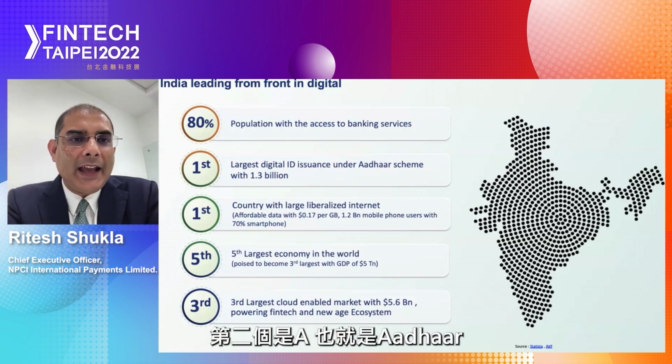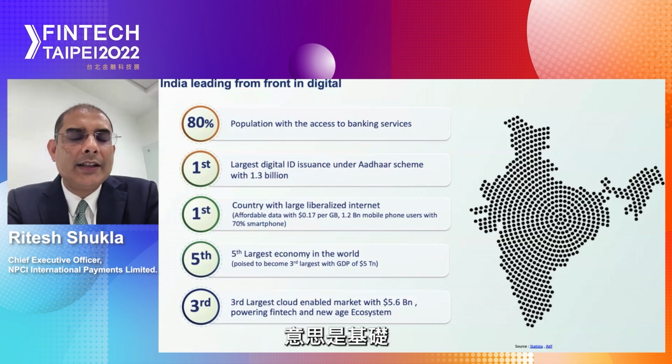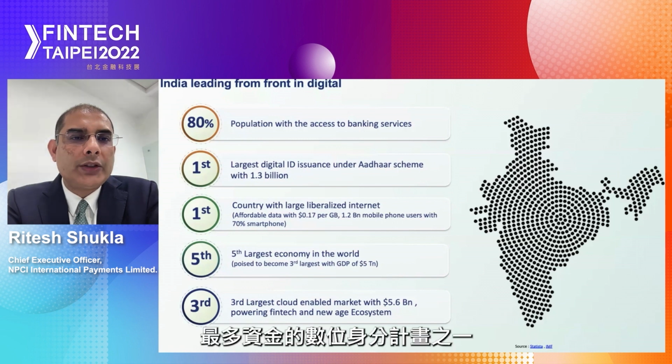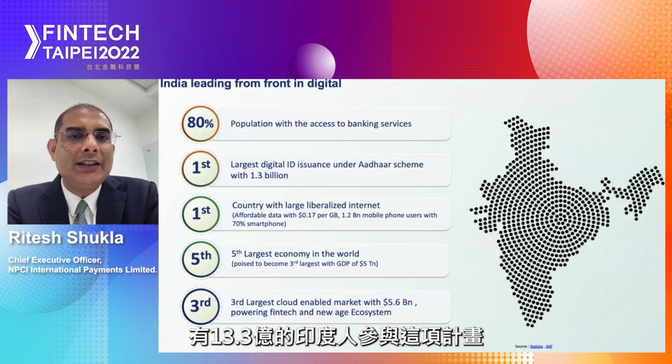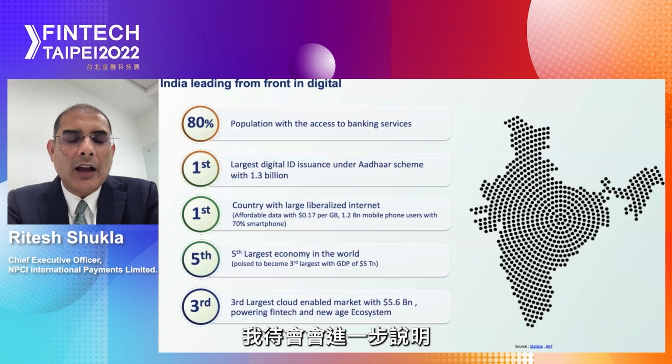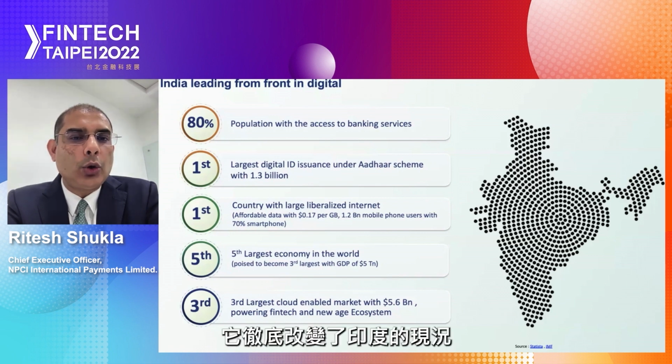And the second is A, which is Aadhaar. Now Aadhaar in Sanskrit means basis, foundation. And Aadhaar today is one of the most scaled up digital ID program that the world has today. We have 1.33 billion Indians who are part of this program, and I will talk about that in coming slides. And it is totally game changer for us here in India.